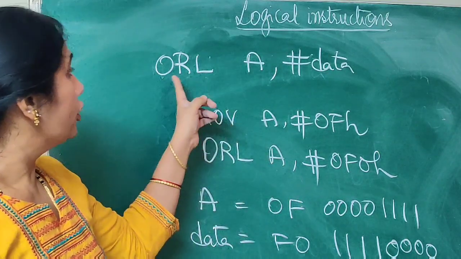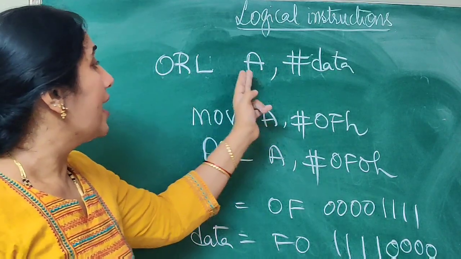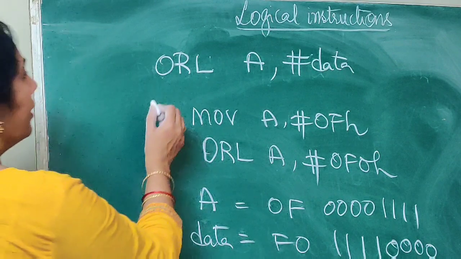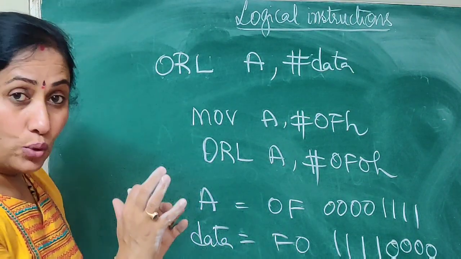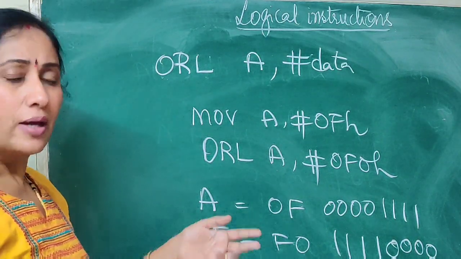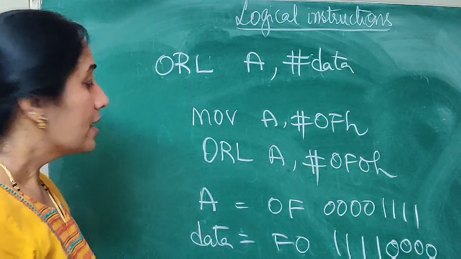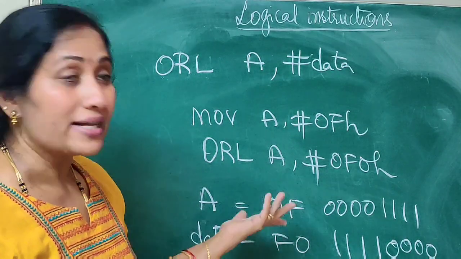So this is how the ORL A comma hash data instruction works. Here it is performing the OR operation. Whenever I want to cascade two data, I am going to go for the OR operation. We are going to see later, after the instruction set, how we have to write the programs. There you can understand what cascading means, or what masking means.